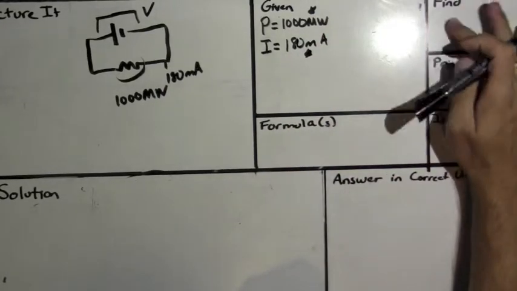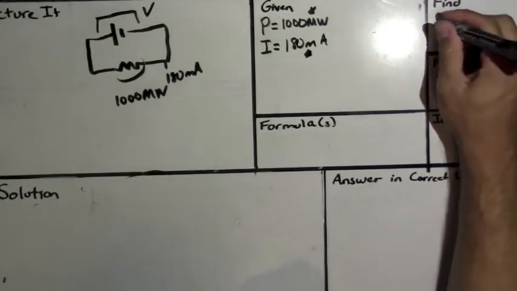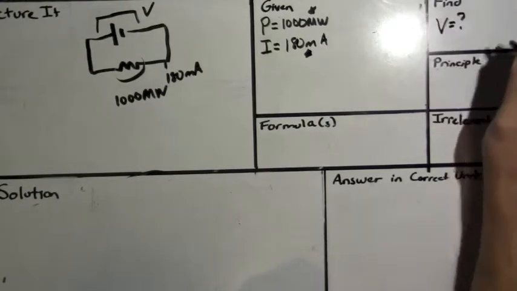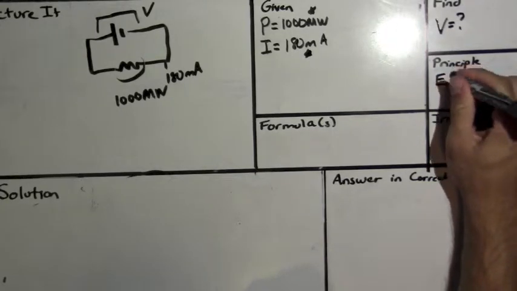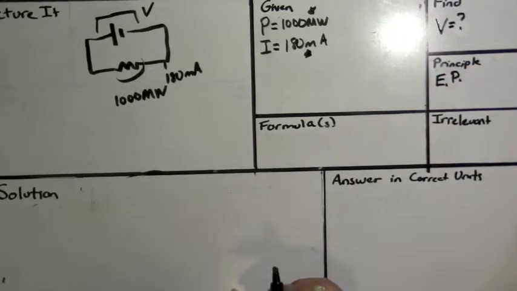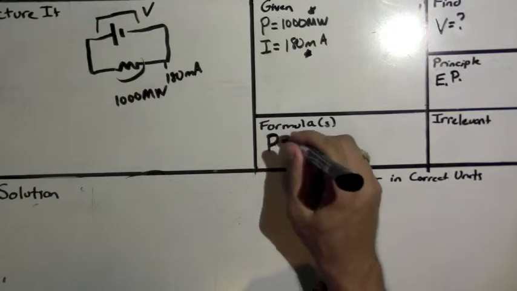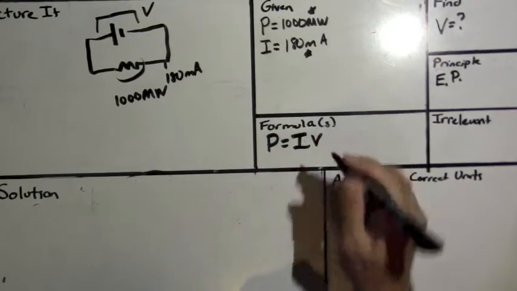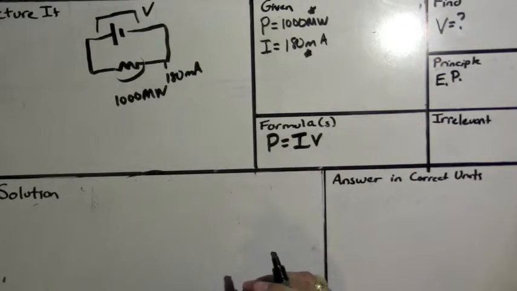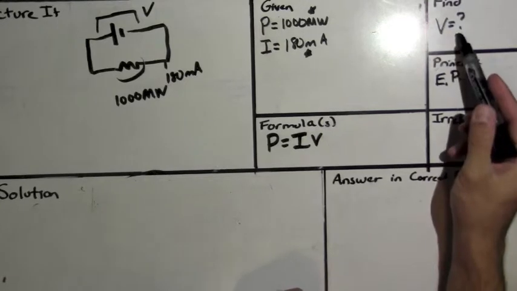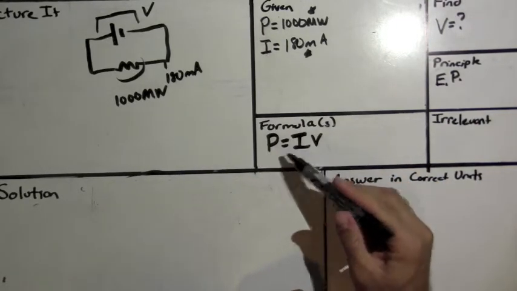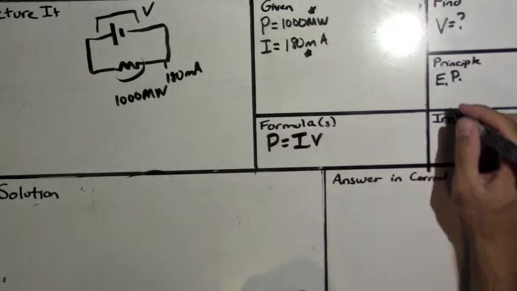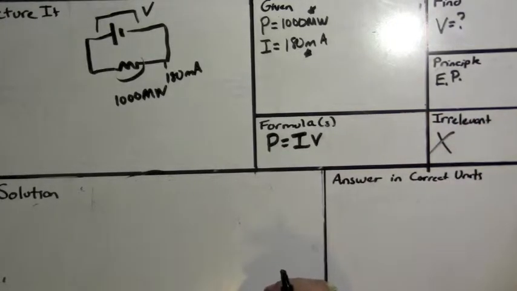So now what we were trying to find, we were trying to figure out what the voltage or the electric potential was. The principle that's involved here is electric power. So we look at our formula. Our formula is P equals IV. We look at our information. I'm trying to solve for V. I have I and I have P. Both of those are in the equation. I'm not given anything else, so there is no relevant information.